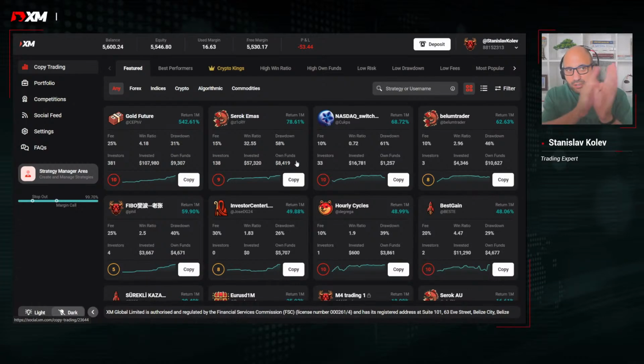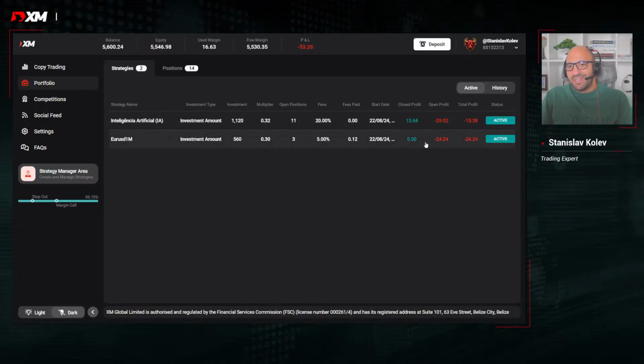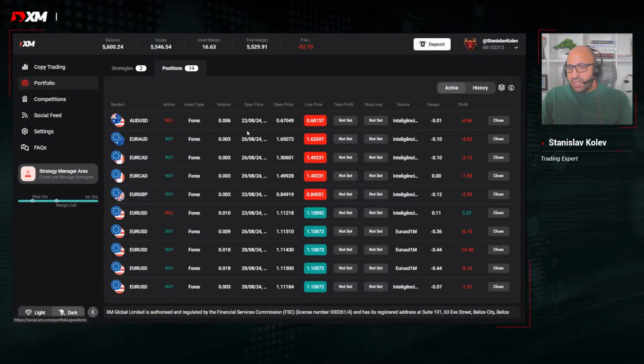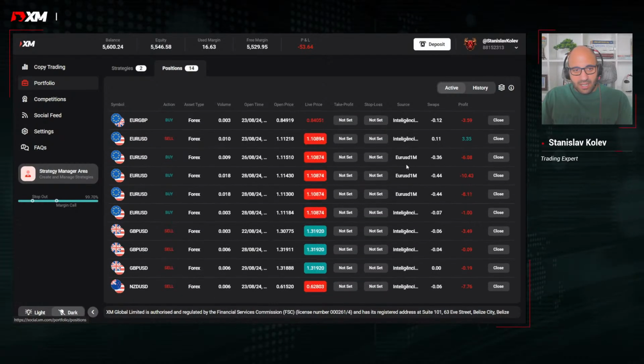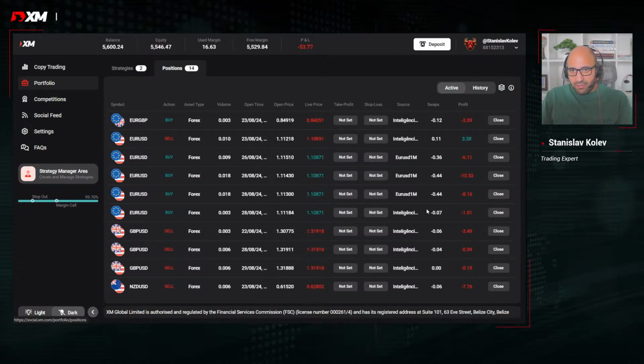As soon as you log into your account, you're going to see on the left copy trading. You click there, then you go on portfolio. As soon as you click on portfolio, you will be able to see all of the current people that you have followed. We have 5,600 balance, and we have two active traders that are running their positions. If we click in positions, we're also able to see the positions that are being maintained here. One of them is for intelligentsia, and the other one is euro dollar 1 minute.